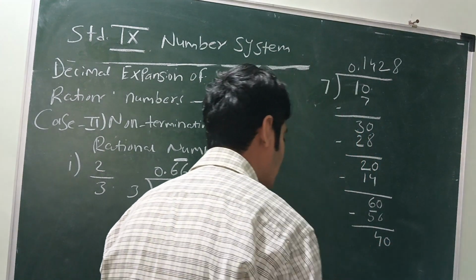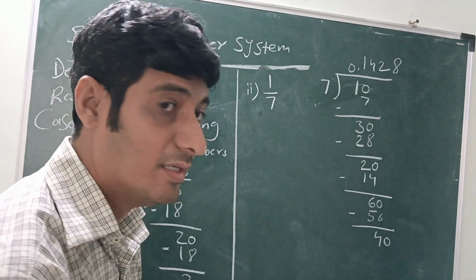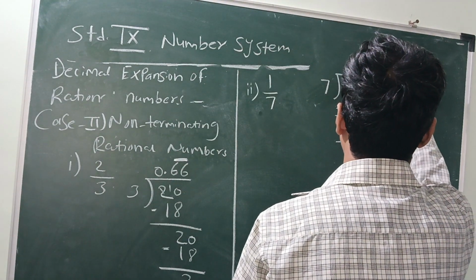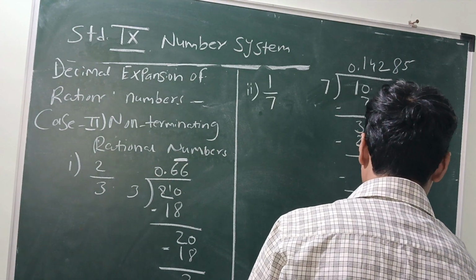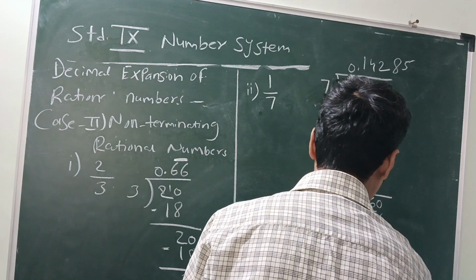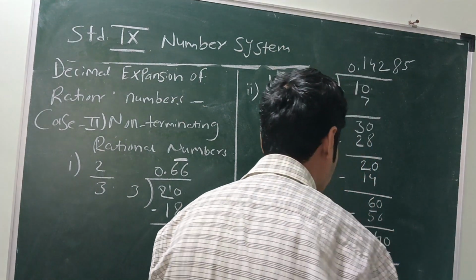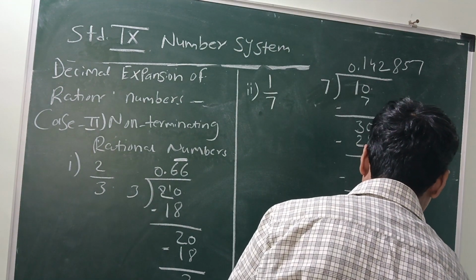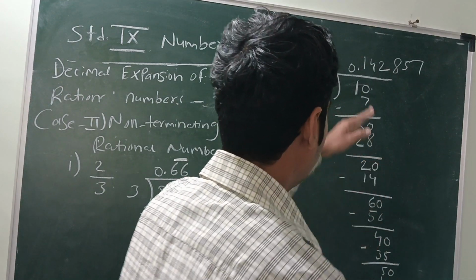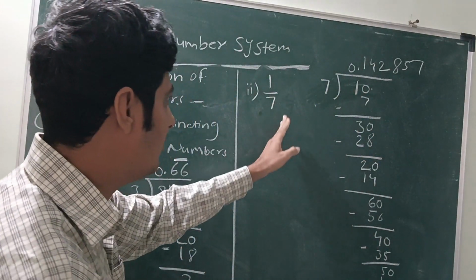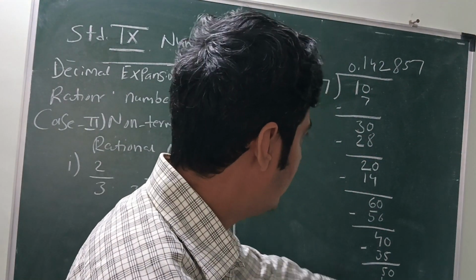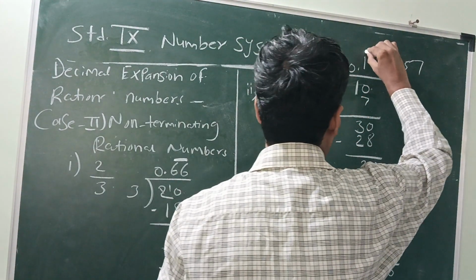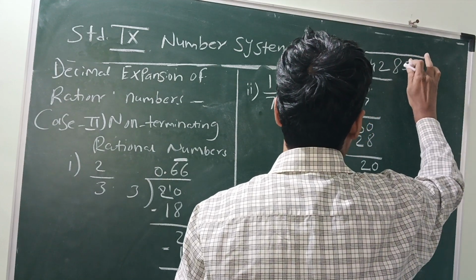Again add 0 here. In table of 7 which is the number less than 40? 7 5s are 35. 40 minus 35 is 5. Again add 0 here. So 7 sevens are 49. 50 minus 49, again 1 is the remainder. See here we have to divide 1 upon 7. Again the remainder is 1. Again the same number will be repeated. Then this whole number will be repeated again.